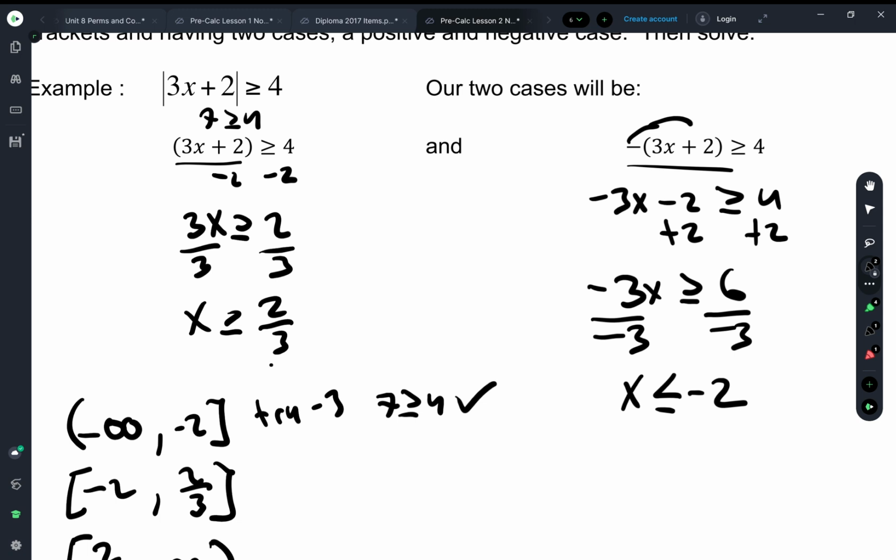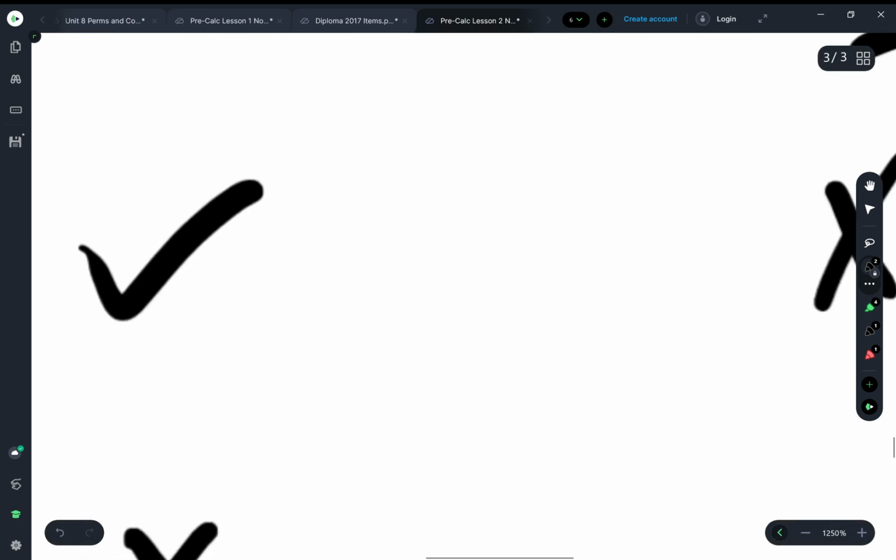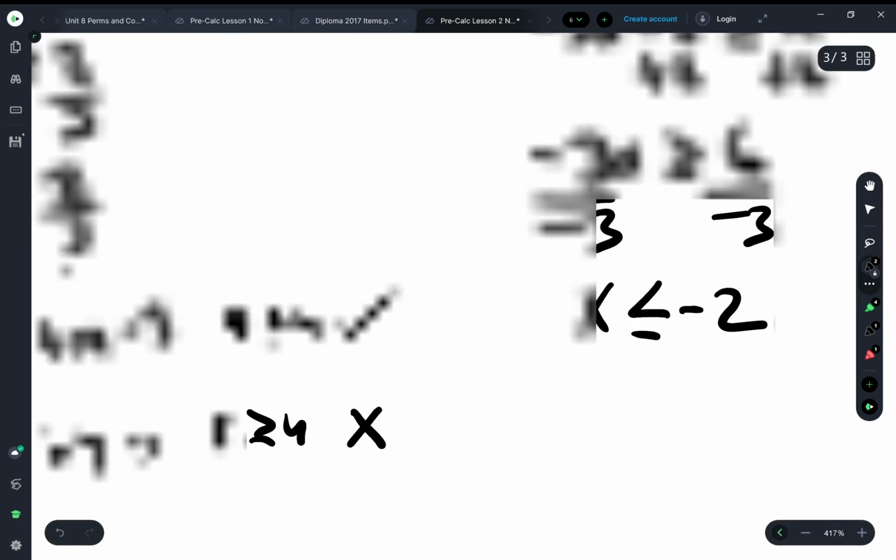Okay. Between -2 and 2/3, might as well try 0. So you try 0, you get 2. Absolute value of 2 is 2. Is 2 greater than or equal to 4? It is not.